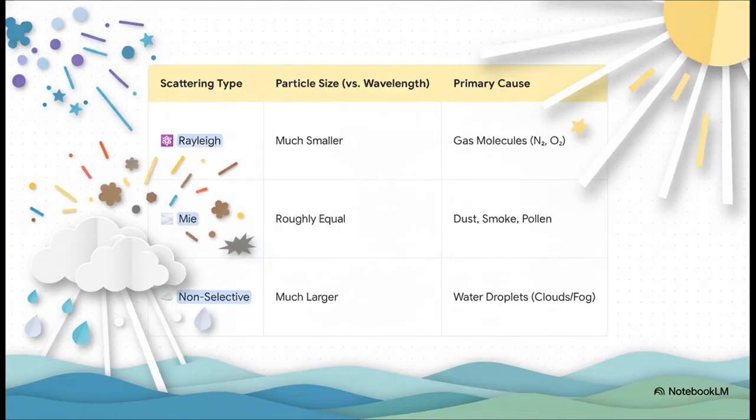So in this game, we've got three main players: Rayleigh, Mie, and non-selective scattering. And really, the only thing that separates them is the size of the particles they interact with. We're talking everything from unbelievably tiny gas molecules all the way up to huge water droplets. Let's get to know them one by one.